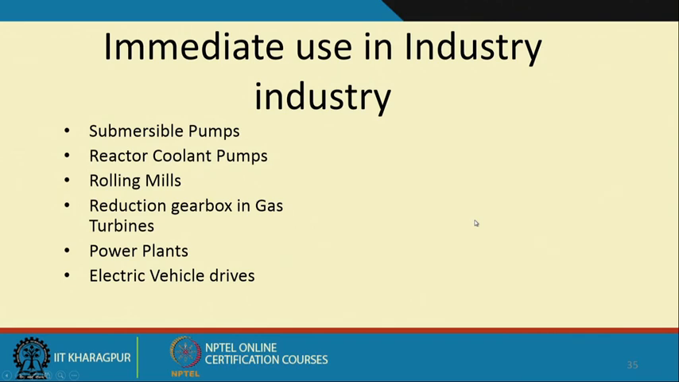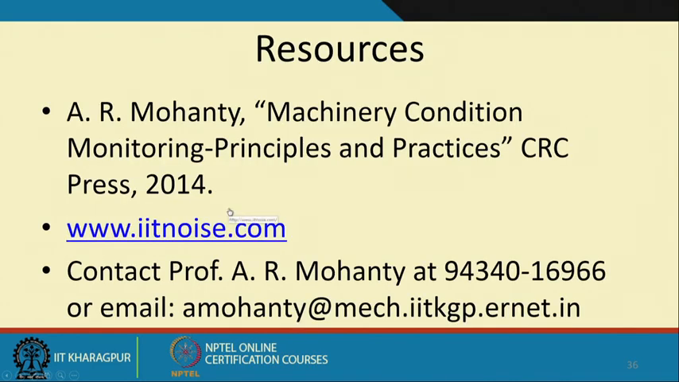So, the immediate use to the Indian industry is, because MCSA can be used remotely, we can use it in submersible pumps, reactor cooling pumps inside nuclear reactors, in rolling mills, in large reduction gearboxes, in gas turbines, power plants, and even today in electric drive vehicles.